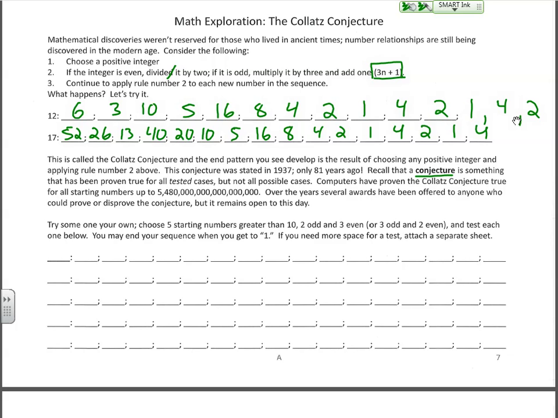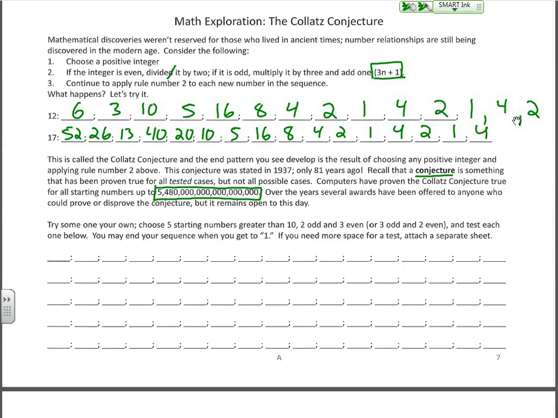So computers have tested the Collatz conjecture and found it true for all starting numbers up to a really big number. Over the years, several awards have been offered to anyone who could prove or disprove the conjecture, meaning prove that it works for all cases, even those not yet tested, or find a number it doesn't work for. It remains open to this day. So if you're sitting at home and you're bored, you can try to tackle this and see if you can win that award.